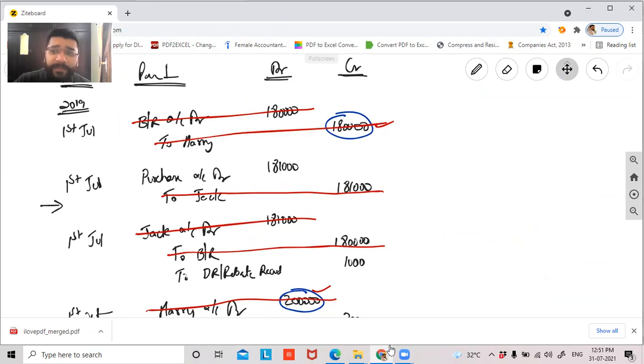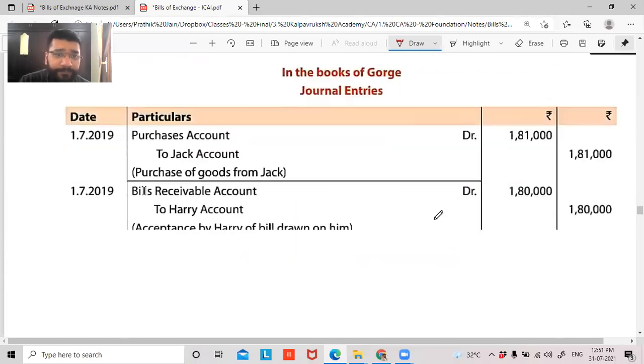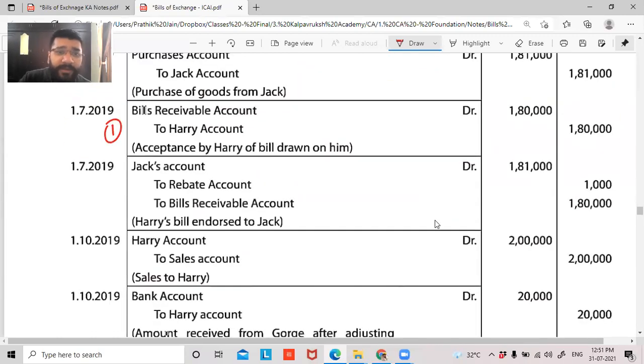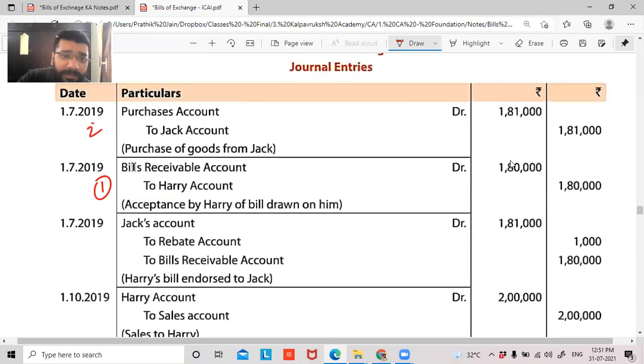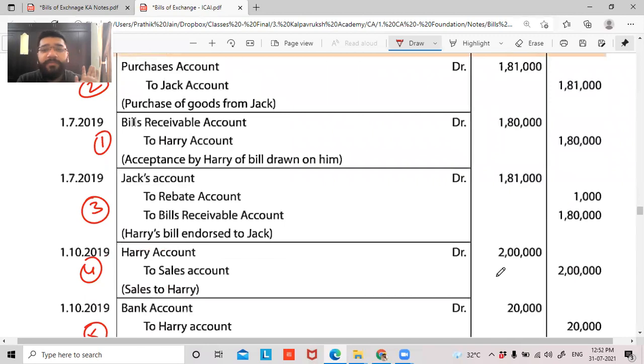Okay, sir. Is it matching with the textbook answer? Yes, please check and confirm. We recorded this as the first entry, bills receivable to Harry. Then we recorded this entry as second, then this as third, and then we recorded this as fourth and this as fifth. We went in order and sequence, guys. Any difficulty in this, please? Raghav, Shruti, Roshni, no doubt, sir? Bhavika, Akshita, comfortable? Lakshna? Yes, sir.